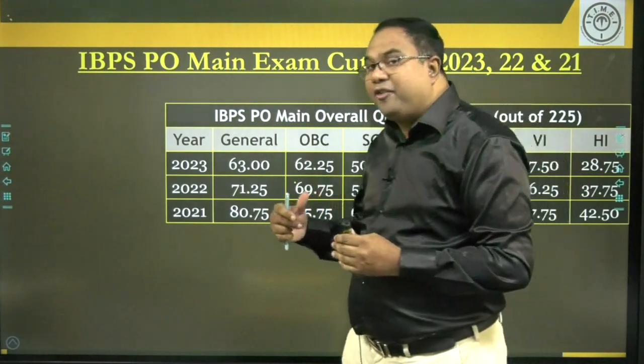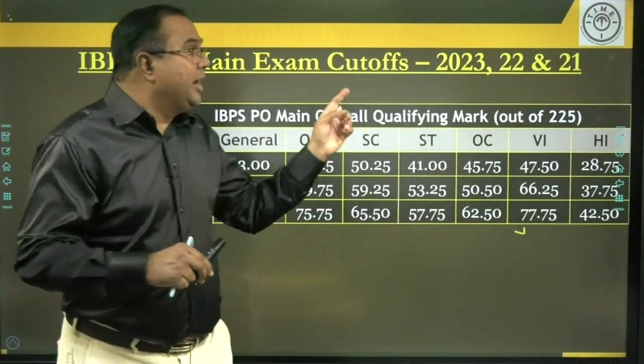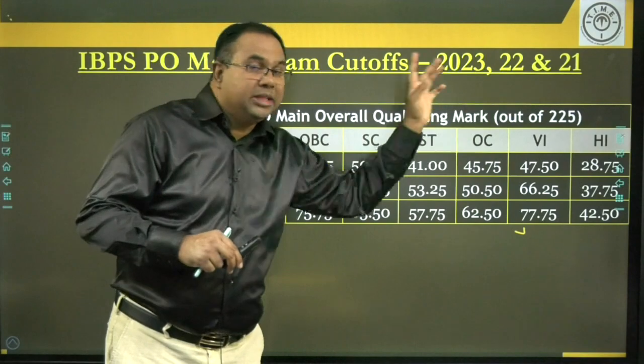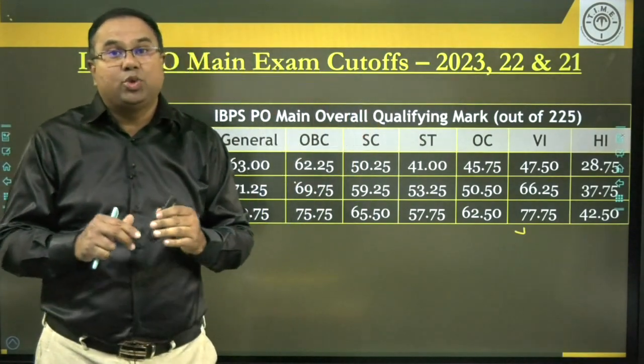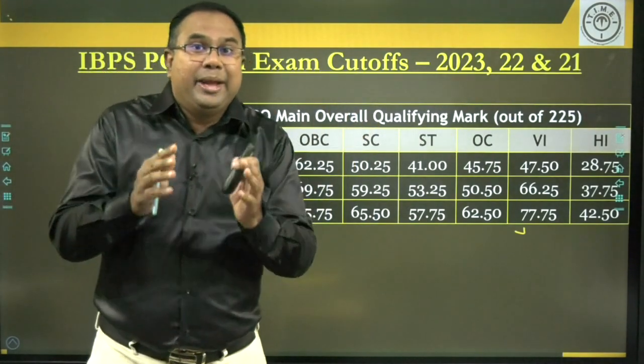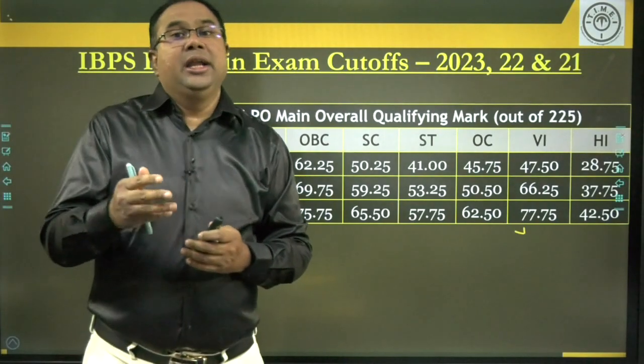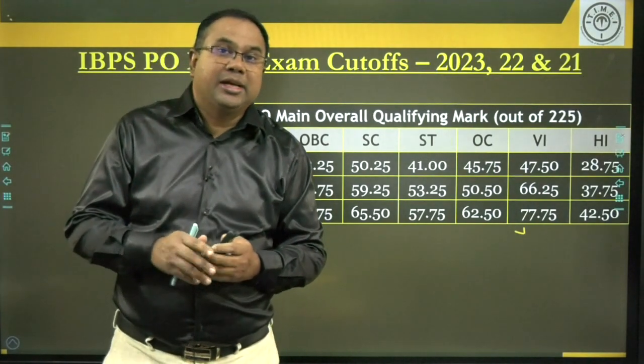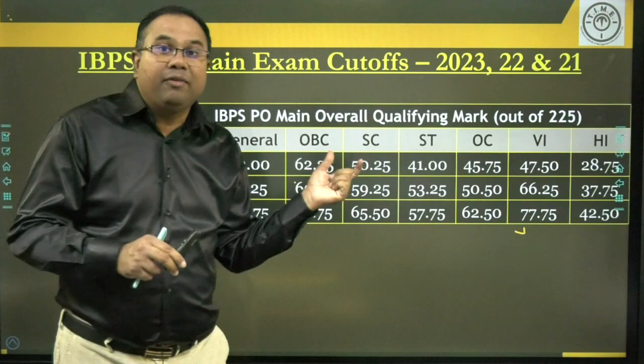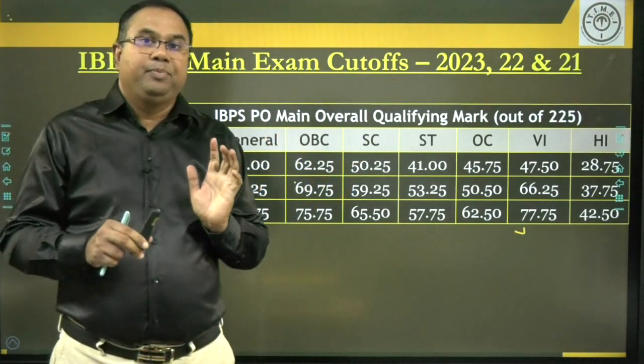So these cutoff marks are out of 225 marks. You can see in the bracket it is 225. That is 200 marks for the main exam objective test and 25 marks for the descriptive test put together. This is the cutoff to get an interview call, right?